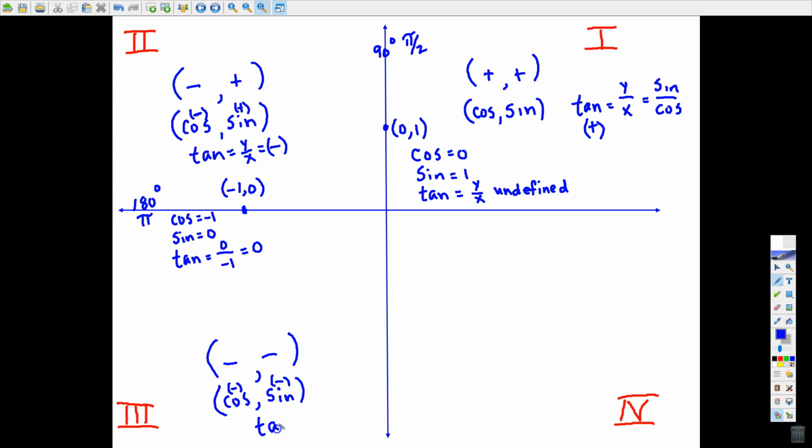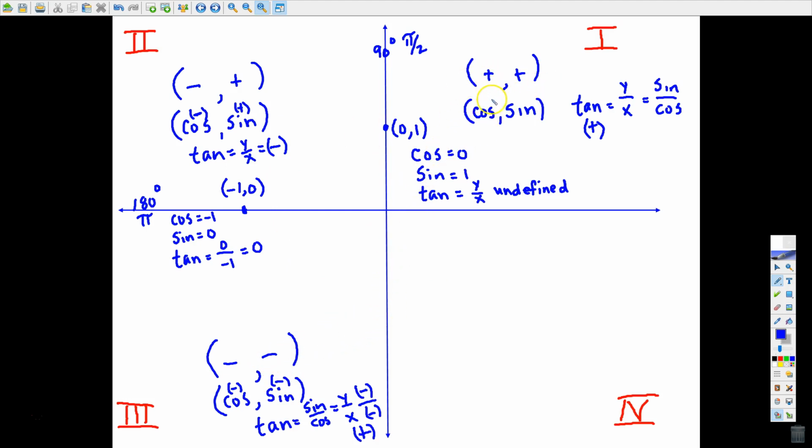However, tangent, which is sine divided by cosine, or you can think of it as y divided by x, negative divided by negative is positive. So tangent happens to be positive in quadrant 3. And hopefully this is going to make a little bit more sense when we build on it and start doing some homework, but I need to lay this foundation first.